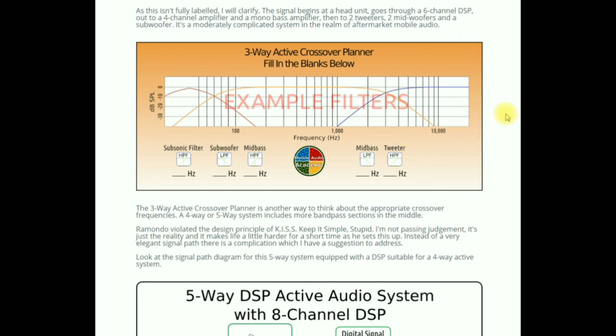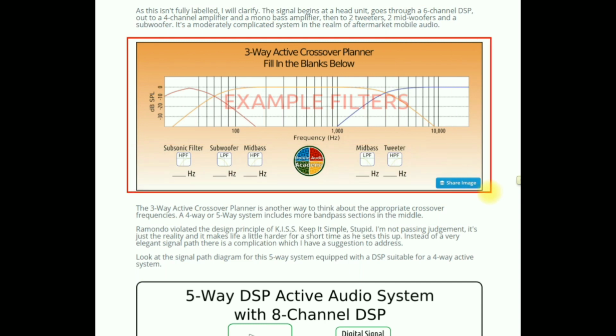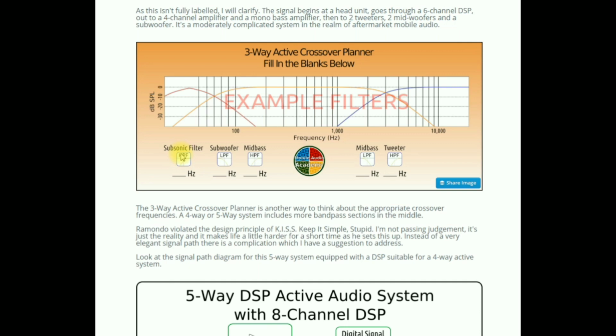And something available for you if you wanted to download this and fill it in on your own. It's a 3-way active crossover planner. Put in the most common types of filters that you would need to use, beginning with subsonic, which is your high-pass filter for the bass, low-pass filter for the subwoofer, high-pass filter and low-pass filter for the mid-bass, and then lastly, your high-pass filter for the tweeters.